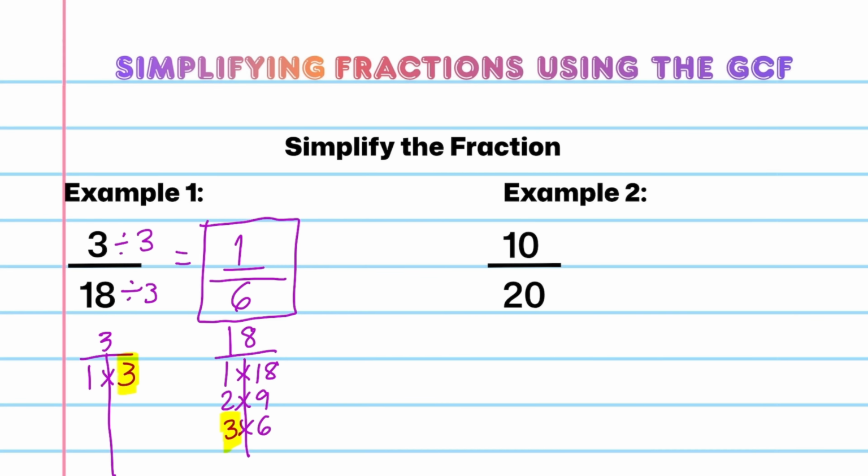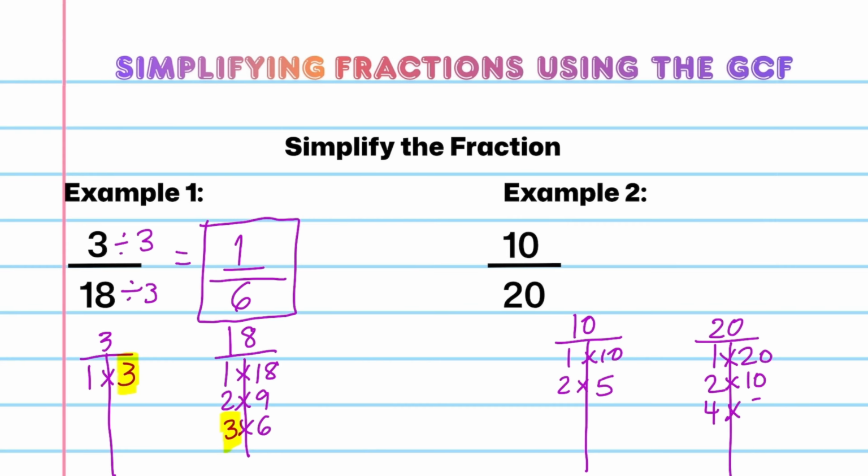Let's look at example 2. We're going to do the same steps. I'm going to list the factors of 10 and the factors of 20. The factors of 10 are 1 times 10, 2 times 5, and that's it. The factors of 20 are 1 times 20, 2 times 10, and 4 times 5. What is the biggest number they have in common? They both have a 10 in common.